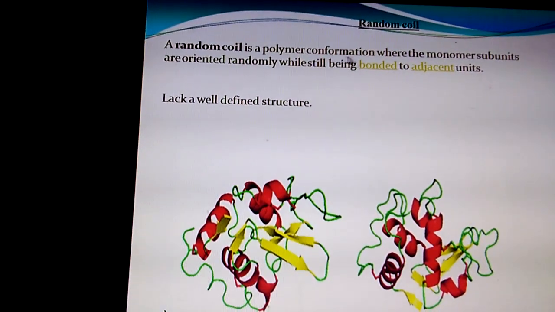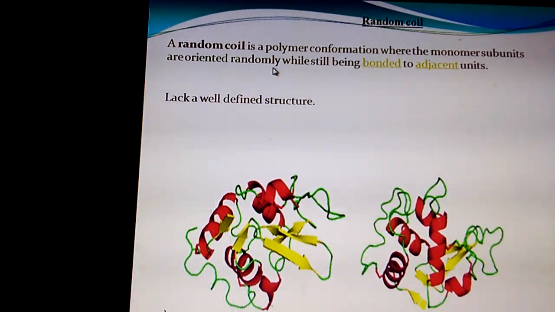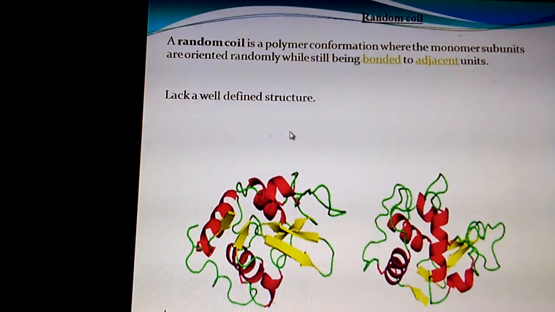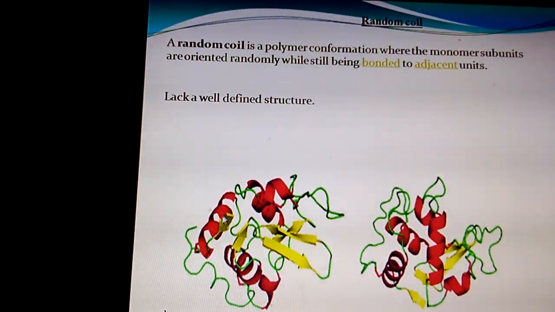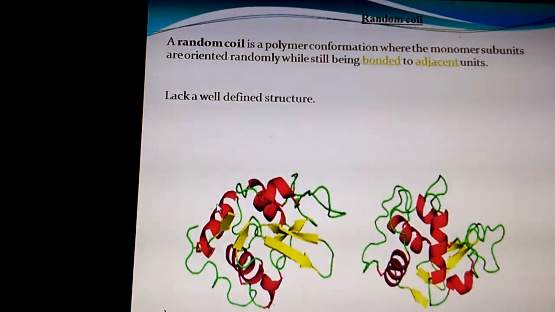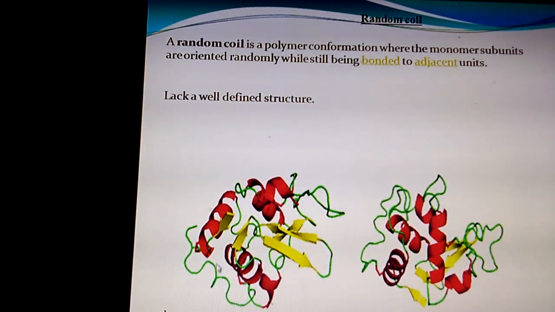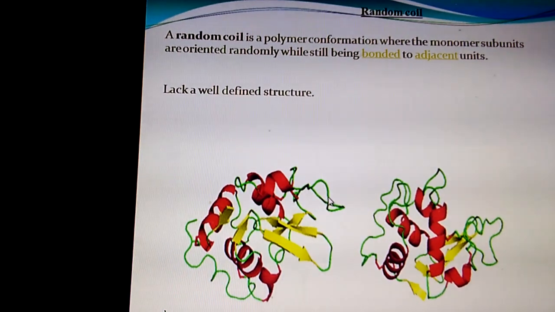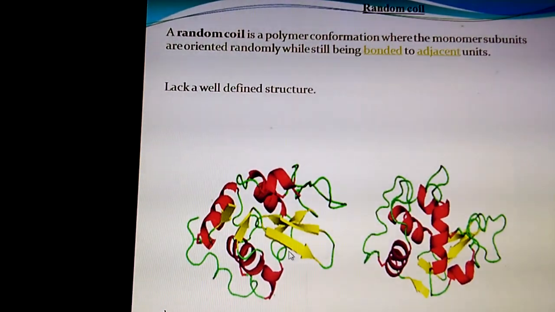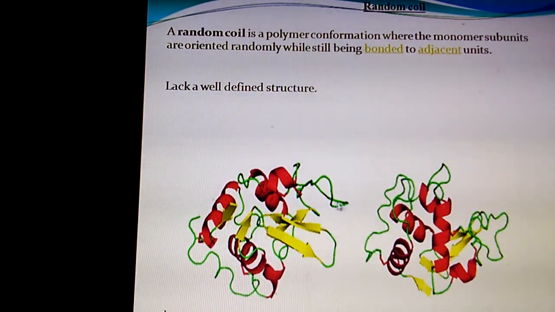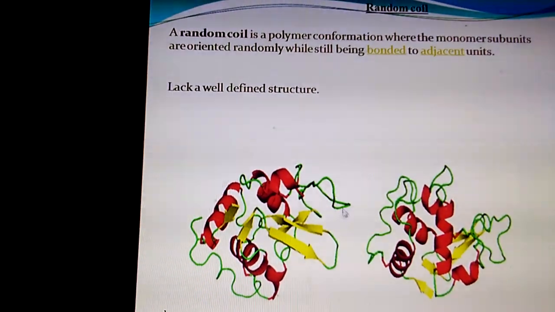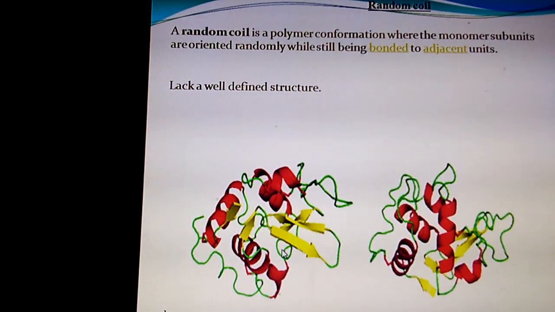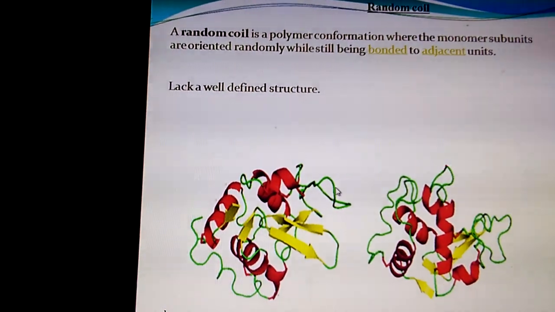Random coil is a polymer conformation where the monomer subunits are oriented randomly while still being bonded to adjacent units, and it lacks a well-defined structure. Between the alpha helix and beta pleated sheet, these green colored structures are actually the random coil, which is made up of those amino acids that cannot form either alpha helix or beta pleated sheet. Say a stretch of glutamic acid, a stretch of lysine, proline, glycine. These are amino acids that cannot form a good alpha helix or beta pleated sheet structure, so they form the random coil conformation.